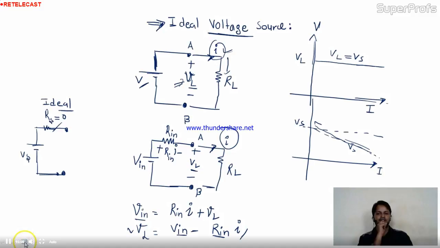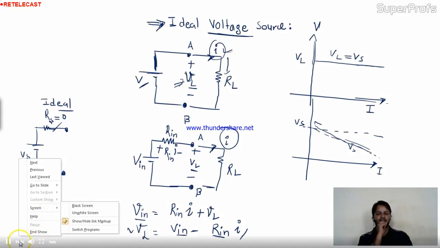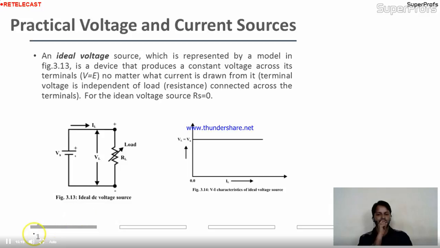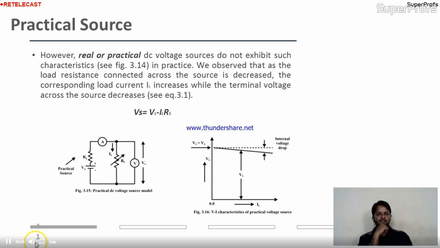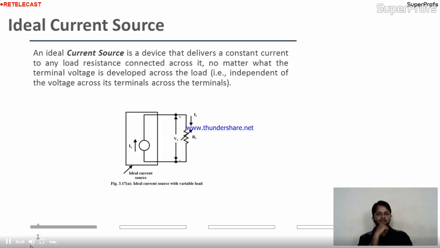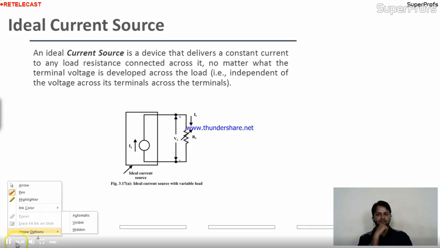Now if we consider the ideal current source and the practical voltage source, we'll see. Wait a minute. We have done the practical voltage sources. Now we see the practical current source actually. Yes. Wait a minute.